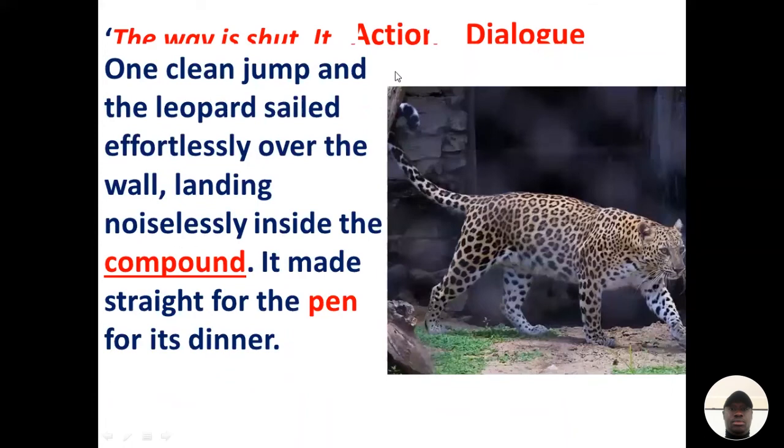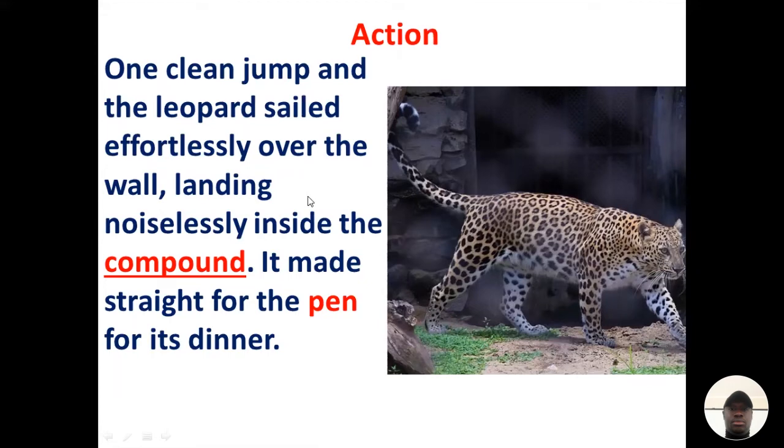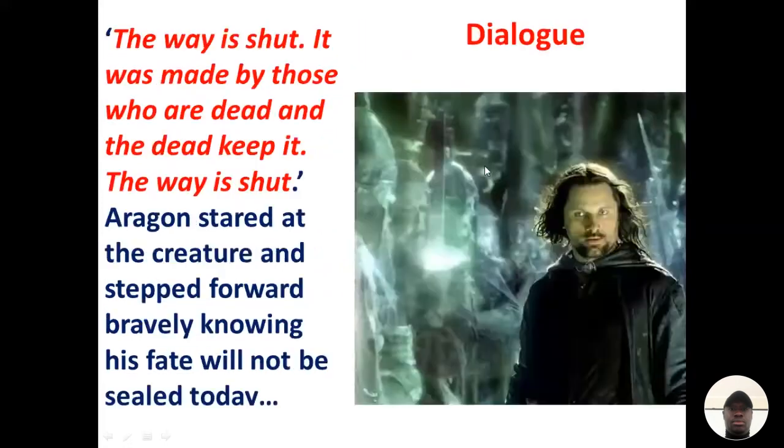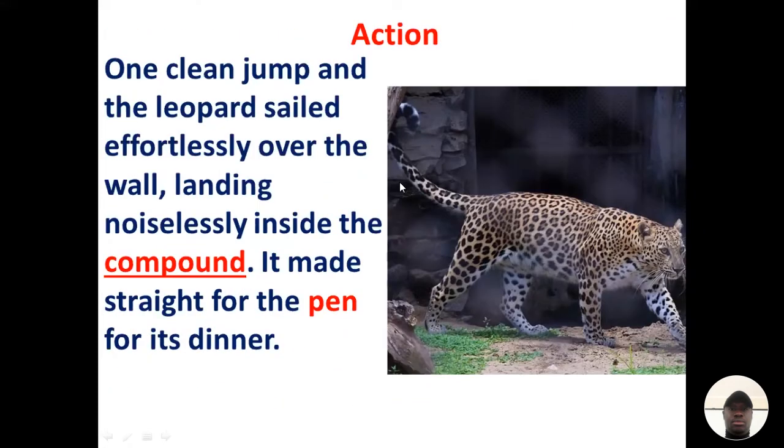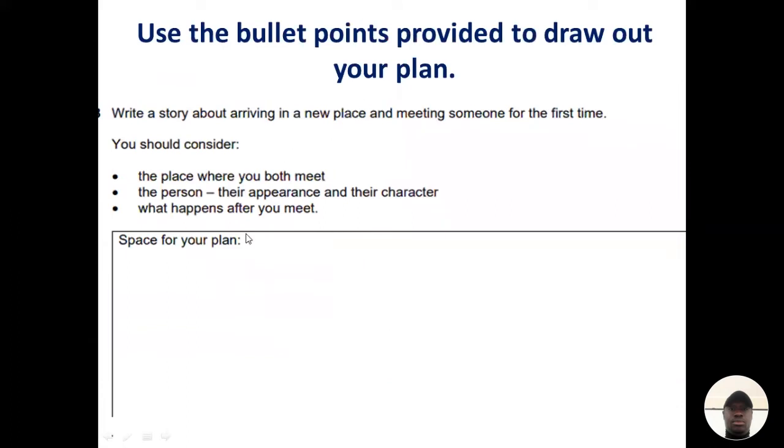Or you can start with action. One clean jump and the leopard sailed effortlessly over the wall, landing noiselessly inside the compound. It made straight for the pen. If you are writing your story according to the Checkpoint question, you can say, I rushed out of the terminal and I dashed straight for the tarmac. It's up to you, whatever you want to write. So you can either start with description, dialogue, or action. Begin your story with either of these 3 and start building your story from there. Now, look at the plan.